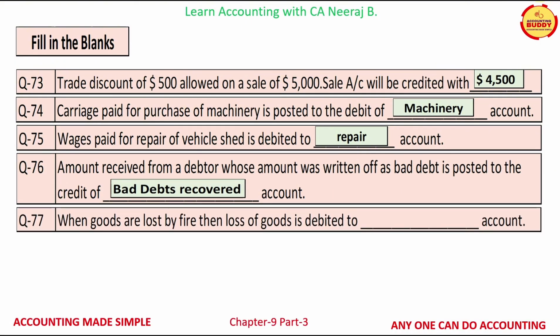Question number 77, when goods are lost by fire, then loss of goods is debited to dash account, and the correct word is loss of goods to fire account. It is a nominal account and it will be considered as the business expense.